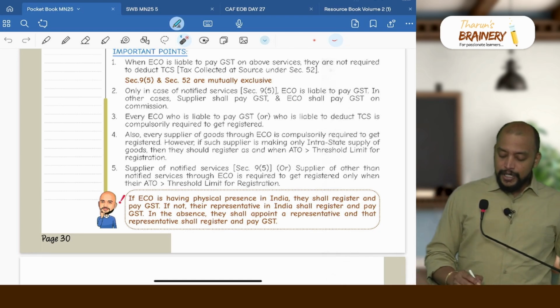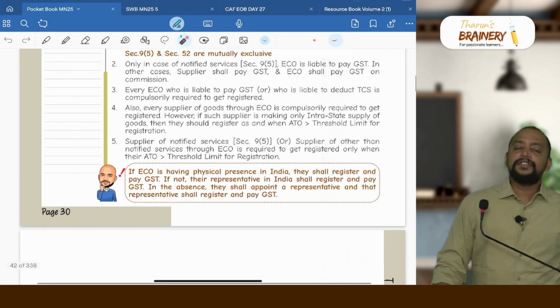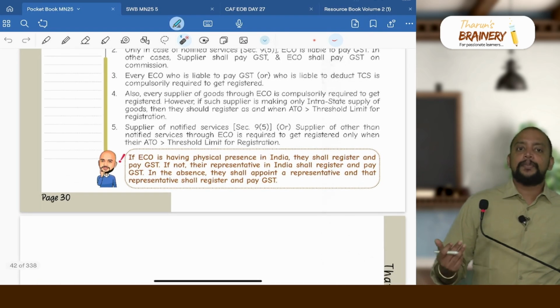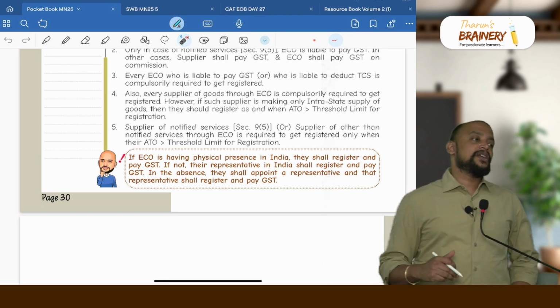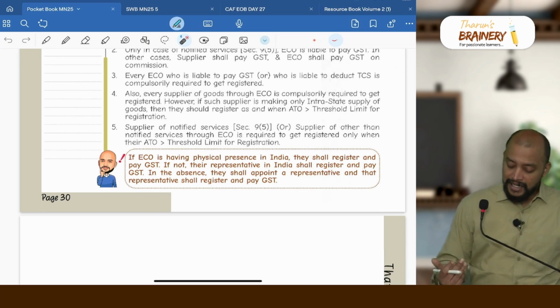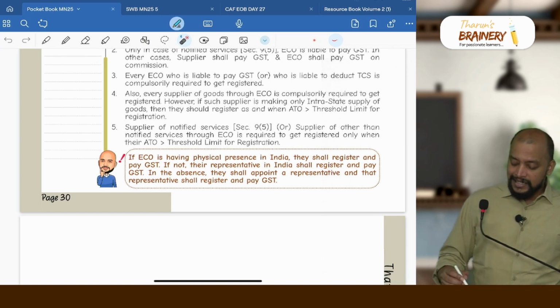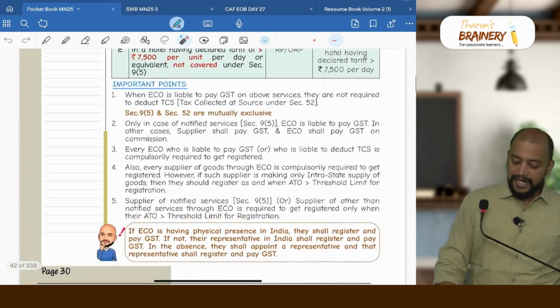And if the e-commerce operator is having a physical place of business in India, then they will register. What if they don't have a physical place of business? We should check whether they have a representative. Then that representative will register and pay GST. If they neither have a physical presence nor a representative in India, then in that case they should appoint a representative, and that representative shall register and pay GST.